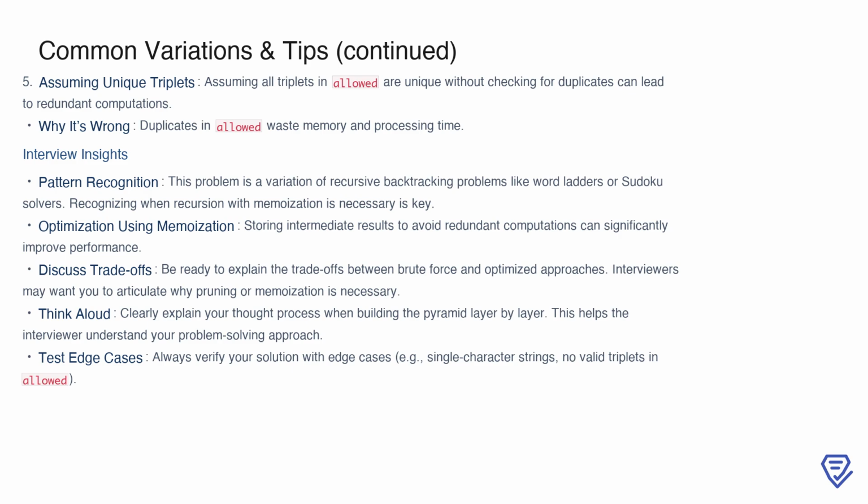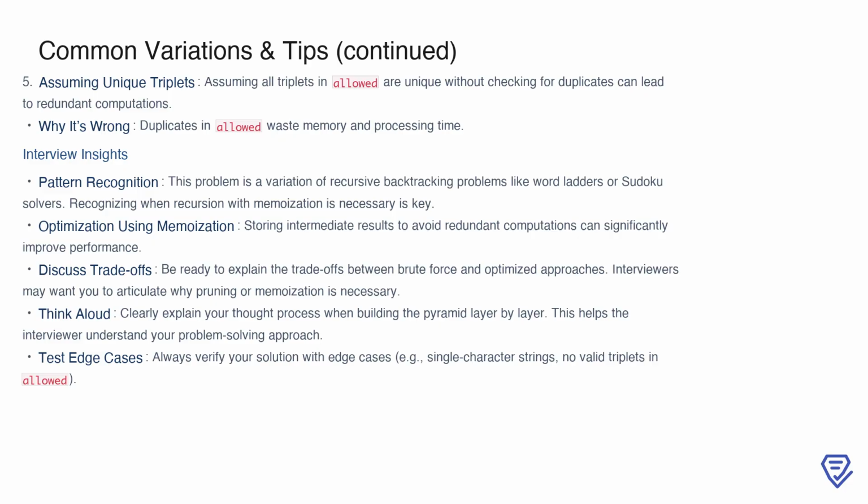Shifting to interview-specific insights, this problem is a classic example of recursive backtracking, similar to solving word ladders or Sudoku puzzles. Recognizing when to use recursion, coupled with memoization, is crucial. Memoization, in particular, helps store intermediate results, preventing redundant computations and significantly improving performance.